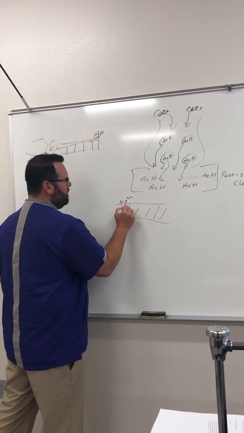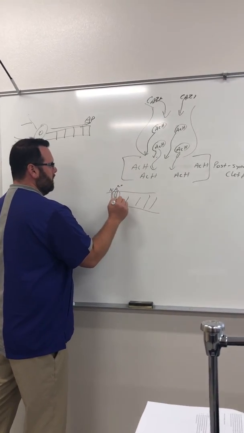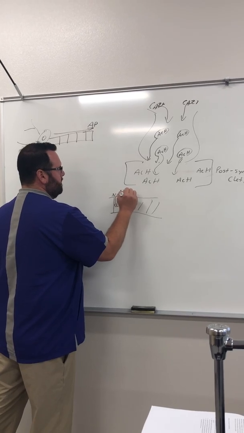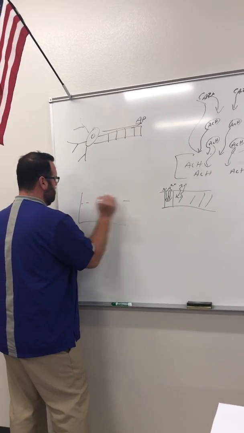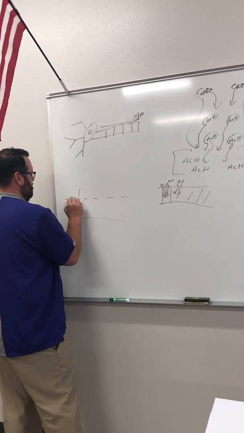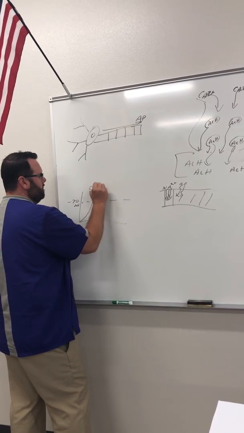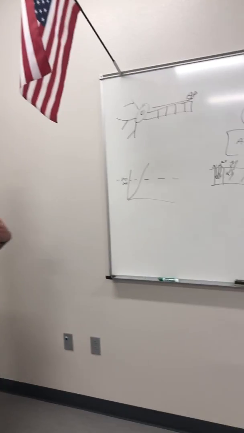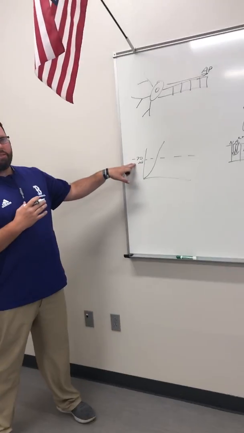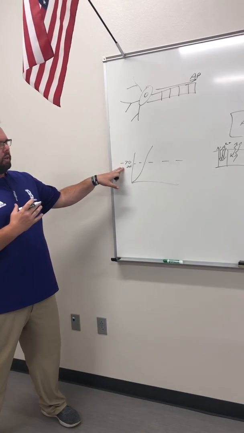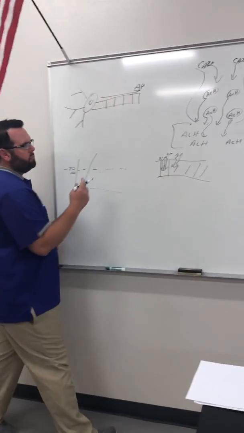So we have 3 sodium in and 2 potassium out. And what happens is this causes depolarization of the cell, or the cell to get less negative or more positive. Once this threshold of -70 is met, an action potential actually occurs.